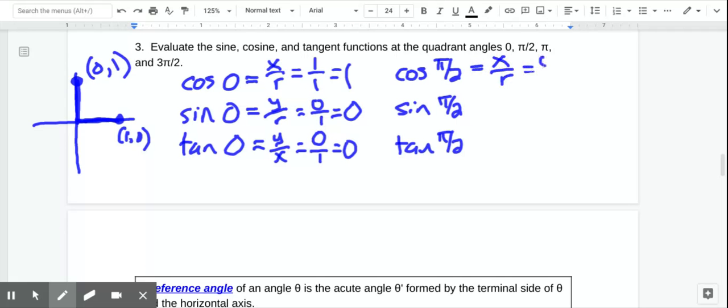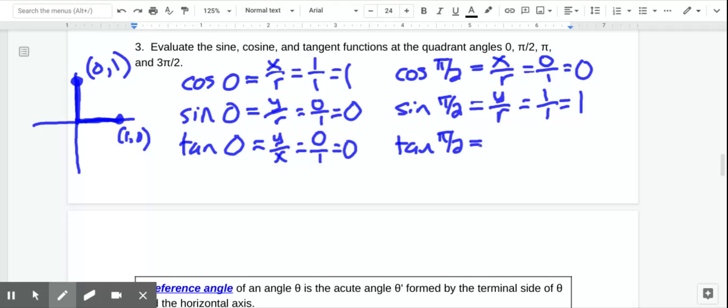So remember, cosine is x over r. Our x-coordinate is 0, and our radius is 1. So the cosine of pi over 2 is 0. Sine of pi over 2 is y over r. Our y value is 1. Our radius is 1. So the sine of pi over 2 is 1.